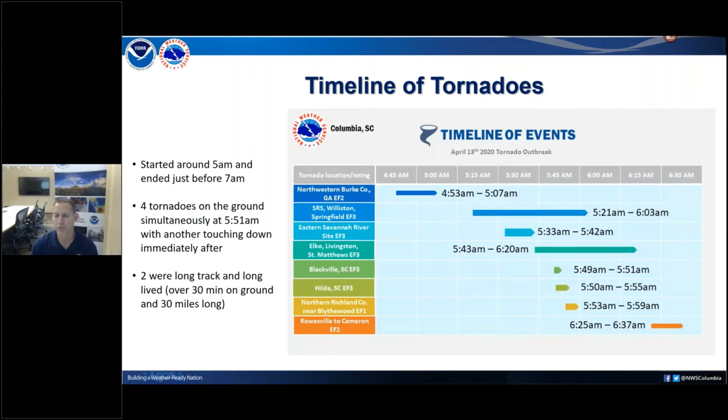The storms were really moving quite fast. And you'll see here at 5:51 a.m. we actually had 4 tornadoes on the ground simultaneously, which again really led to a very challenging event for us from a warning perspective. And then just 2 minutes later, a 5th tornado touched down at 5:53 a.m. 2 of these tornadoes were long track and long lived, over 30 minutes on the ground, as well as over 30 miles long in their length.